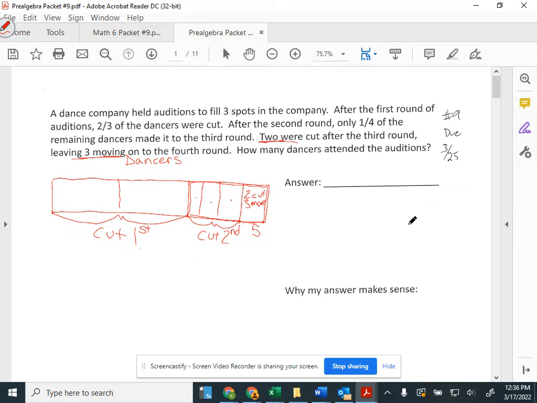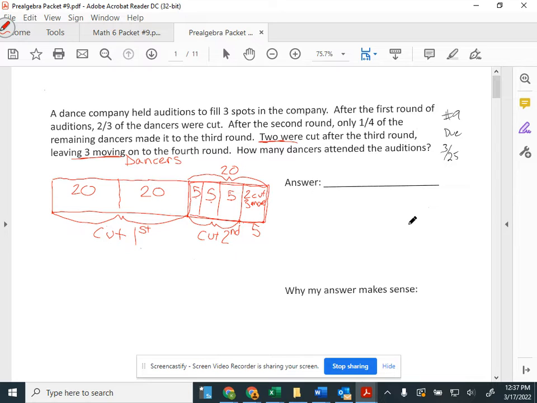So how many were in this section? 5. How many were in this section? 5. How many were in this section? 5. So how many are in one large unit? 20. 5, 10, 15, 20. If we know there's 20 in one large unit, how many are in our other large unit? 20. Can we figure out how many dancers there are? We did it awfully quick, didn't we?